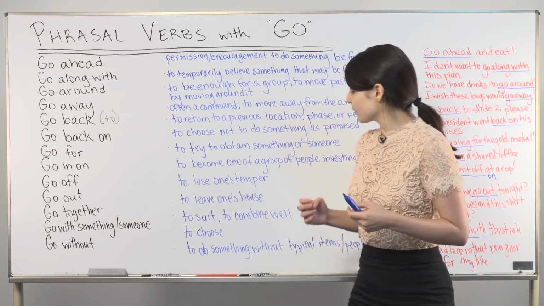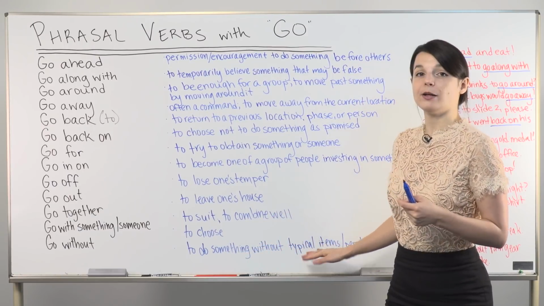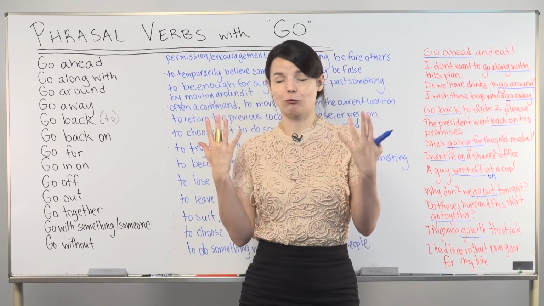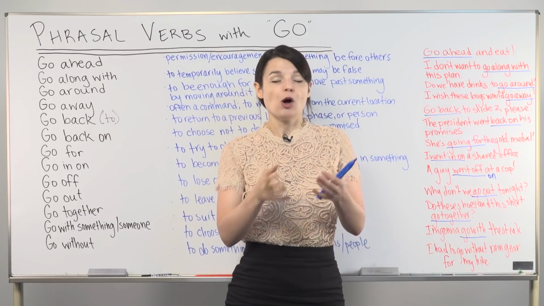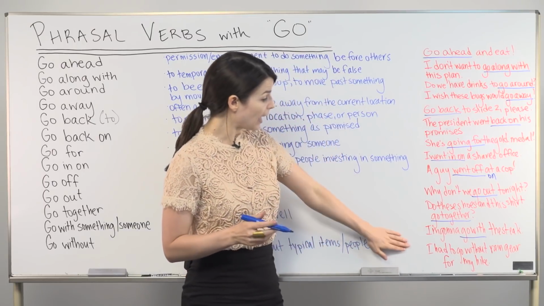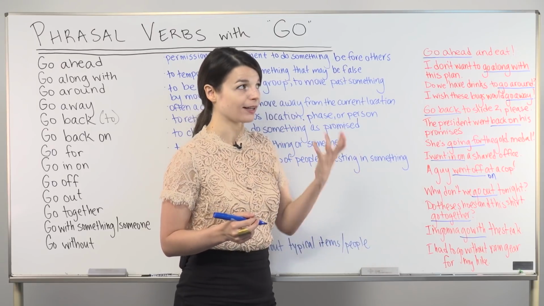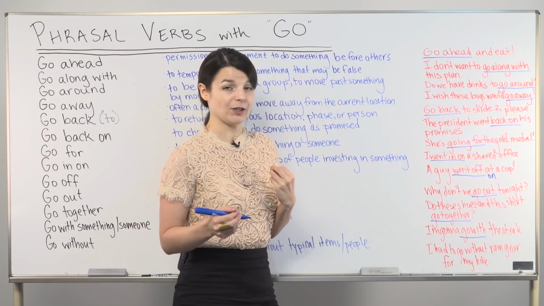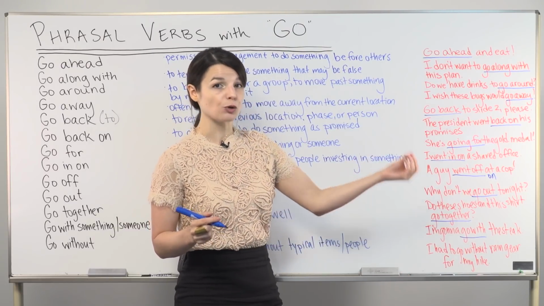Okay, so let's continue to the last one in this list, which is go without. So to go without something means to do something without typical items or typical people. There's some common task, some well-known task or well-known activity, but you have to do that thing without something that you usually use. So an example: I had to go without rain gear for my hike. Imagine it's a rainy day and the speaker had to go on this hike, but without his or her rain gear, without using this thing that he or she usually uses.